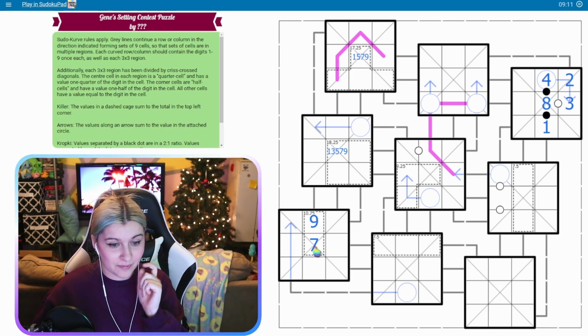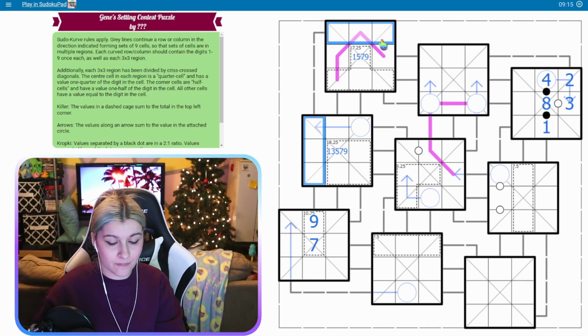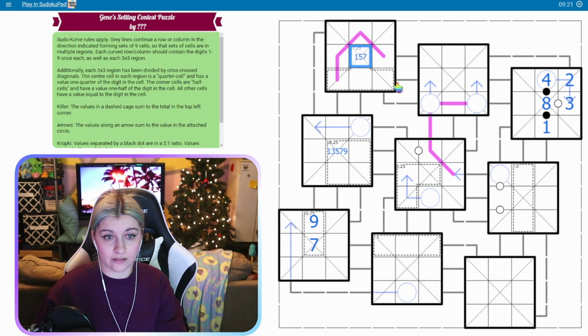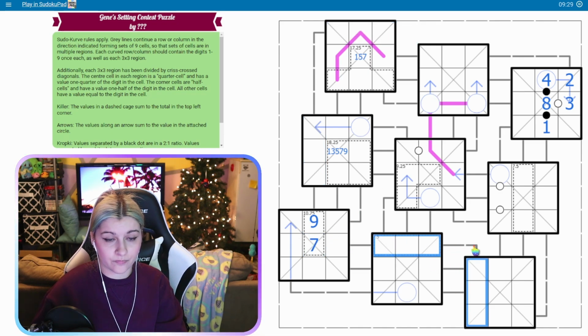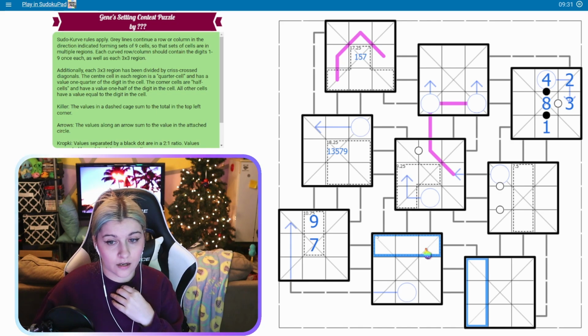Okay. So I have a 7 and a 9 here. This 9 sees this and sees this. So this can't be a 9 anymore. This 7 sees this and sees this. Okay. Awesome. What else?